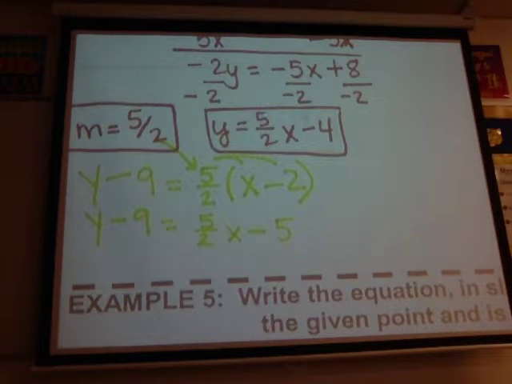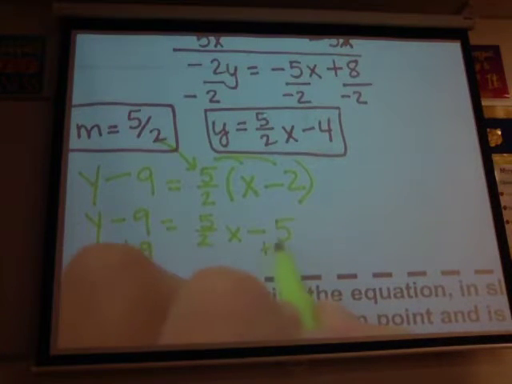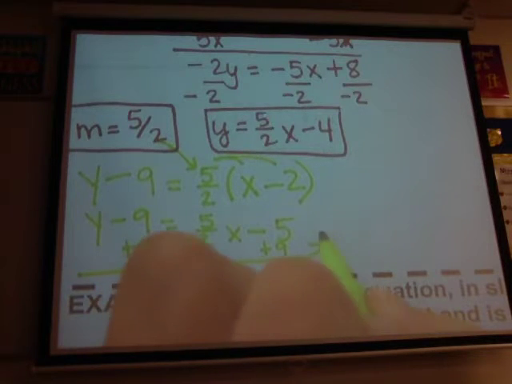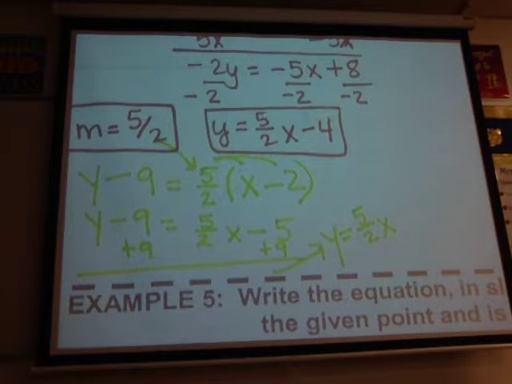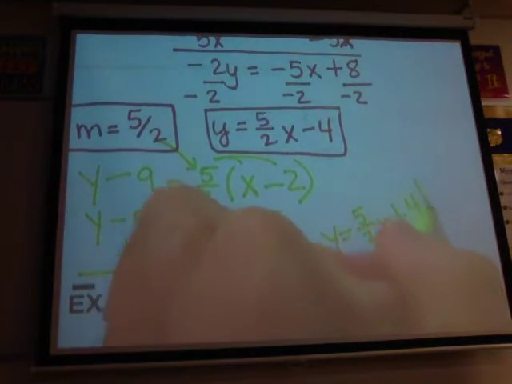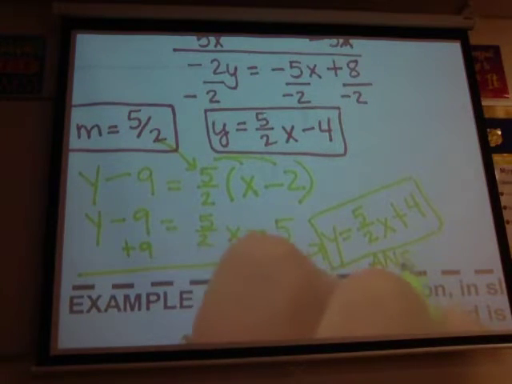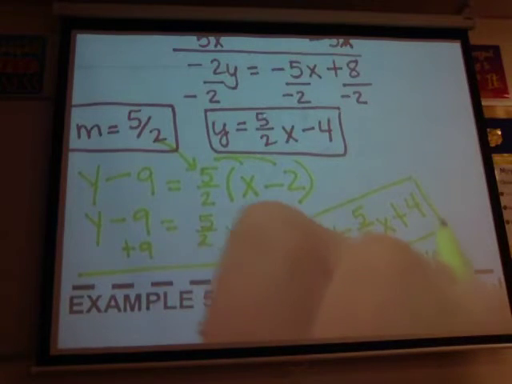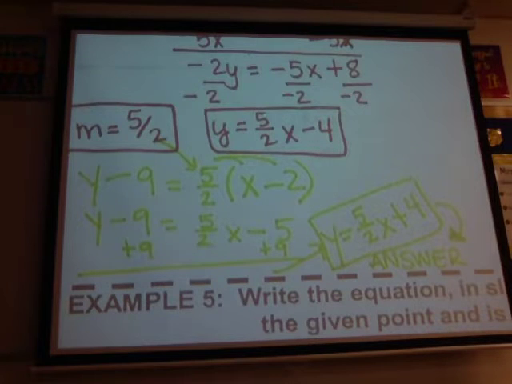Questions up to that point? Is y completely by itself? No, so I need to do what? Add 9 to both sides. That gives me y equals 5 halves x. Negative 5 plus 9 is what? Positive 4. That is your answer.